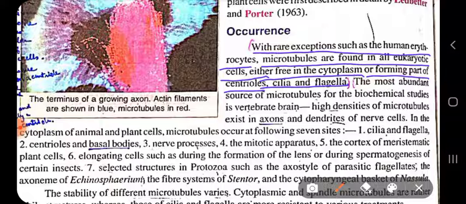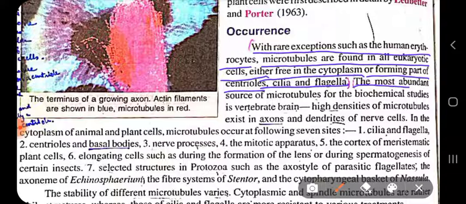So, what can I say? Here, it is saying that there are some exceptions also. There are some exceptions where microtubules are not found, like in human erythrocytes. But most of the other types of eukaryotic cells have microtubules. Either they are found free in the cytoplasm or they form a part of centrioles, they form a part of cilia and flagella, which are needed for the movement of the cells.